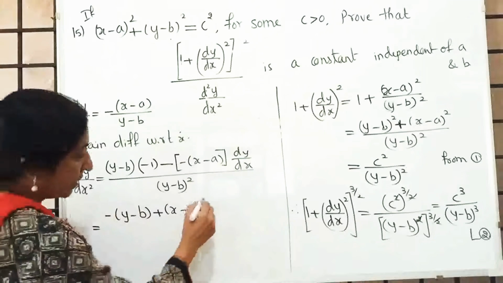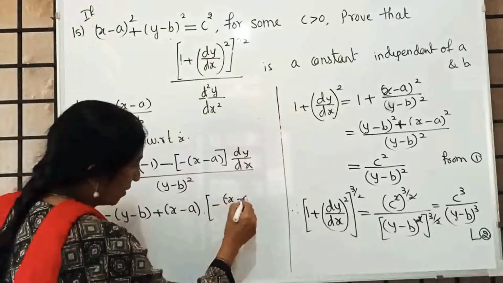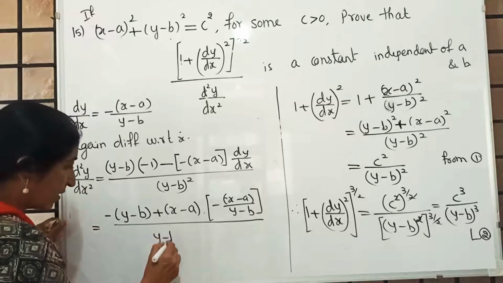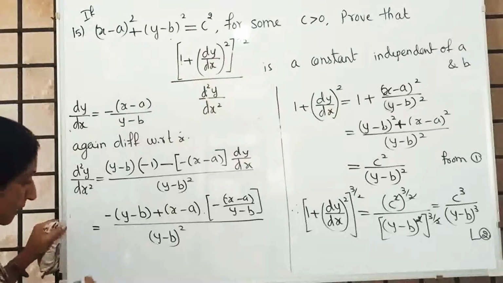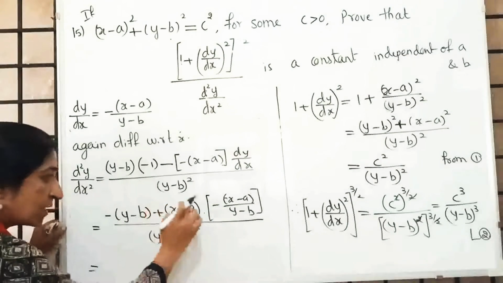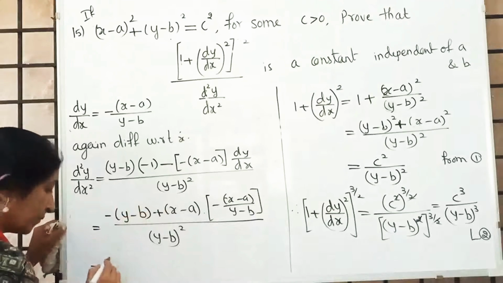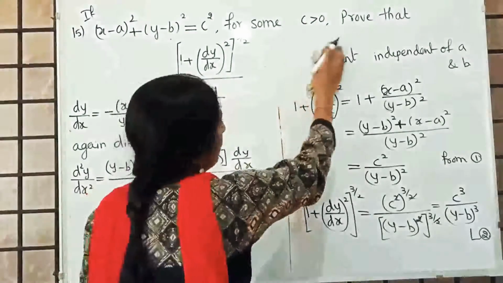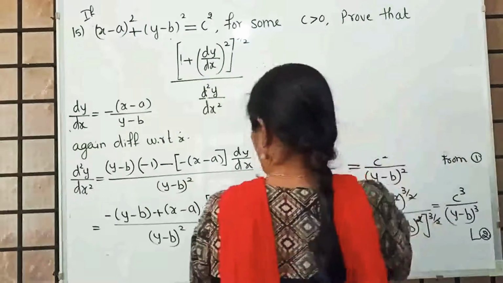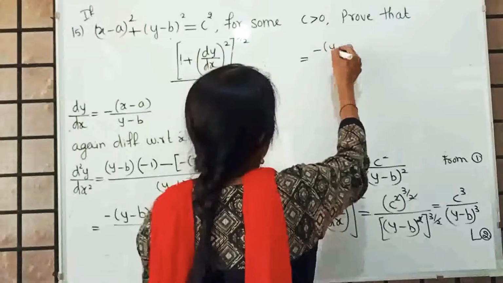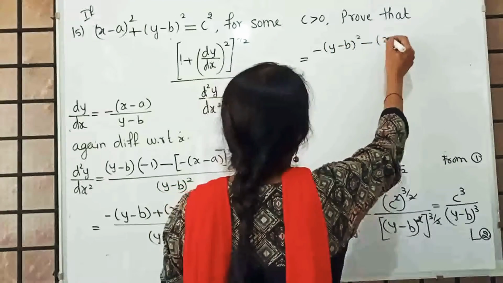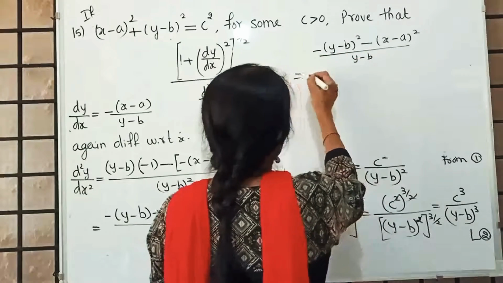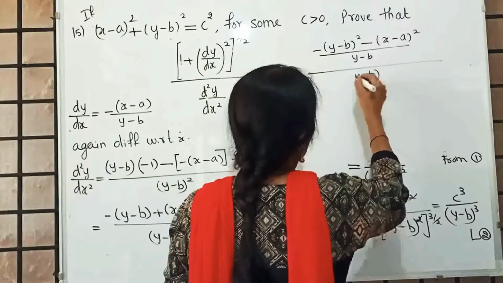What is dy upon dx? I know that value: minus of (x minus a) upon (y minus b), whole divided by (y minus b) whole square. Now here again plus into minus is minus, and take the LCM. It is minus of (y minus b) whole square minus (x minus a) whole square, divided by (y minus b), whole divided by (y minus b) whole square.